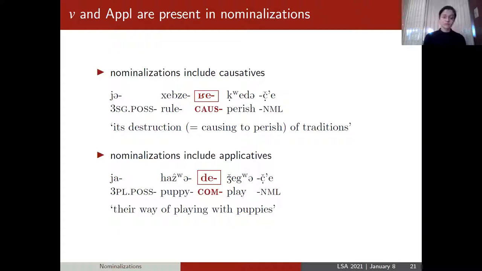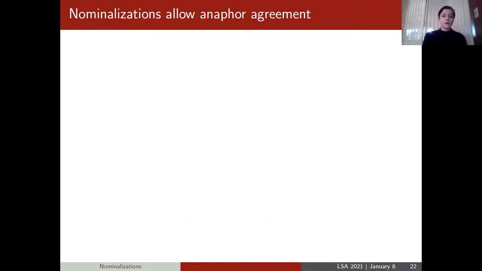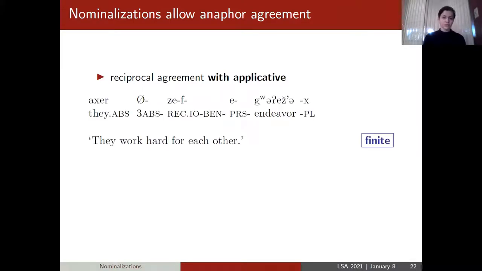Usually it is right next to a phi agreement morpheme referring to the applied argument. But you can see this applicative still showing up by itself. And also the other thing about the functional structure, the morphology, is that nominalizations allow for anaphor agreement. So for example, you might have reciprocal agreement with an applicative. Here's a finite baseline sentence, something like they work hard for each other. So you have a benefactive reciprocal.